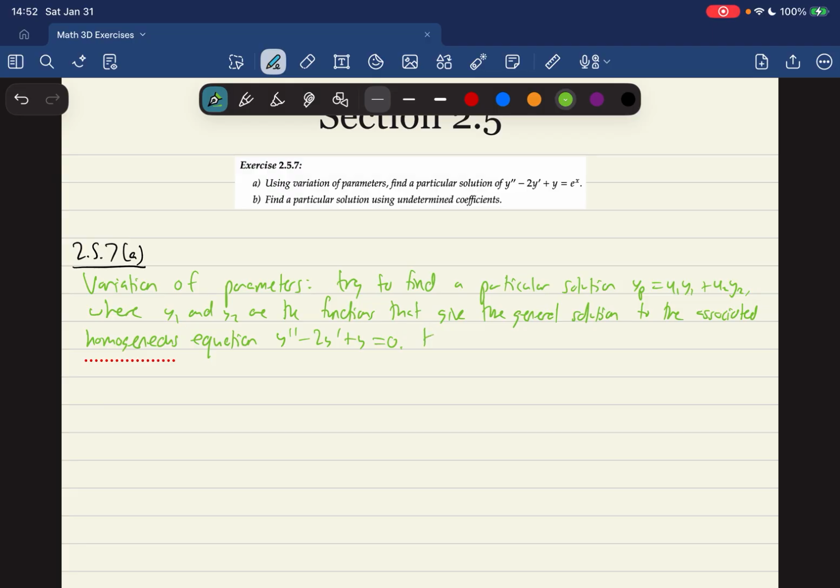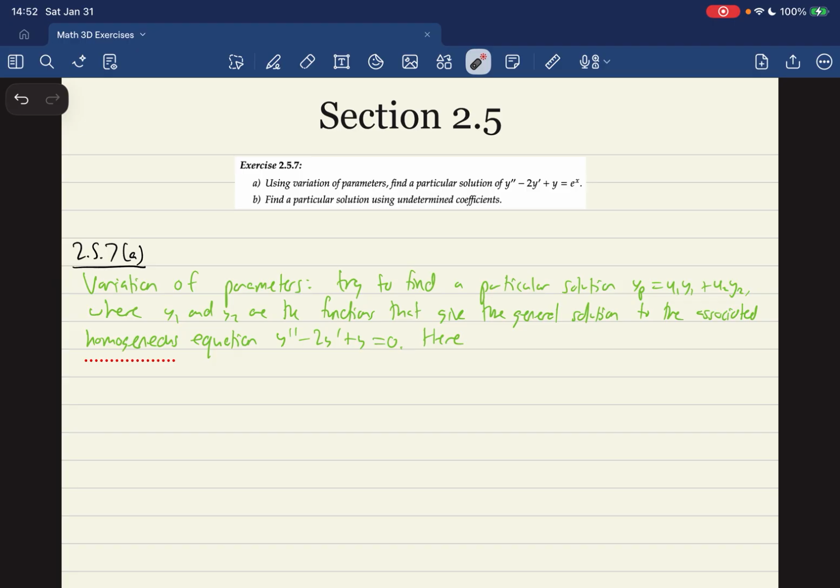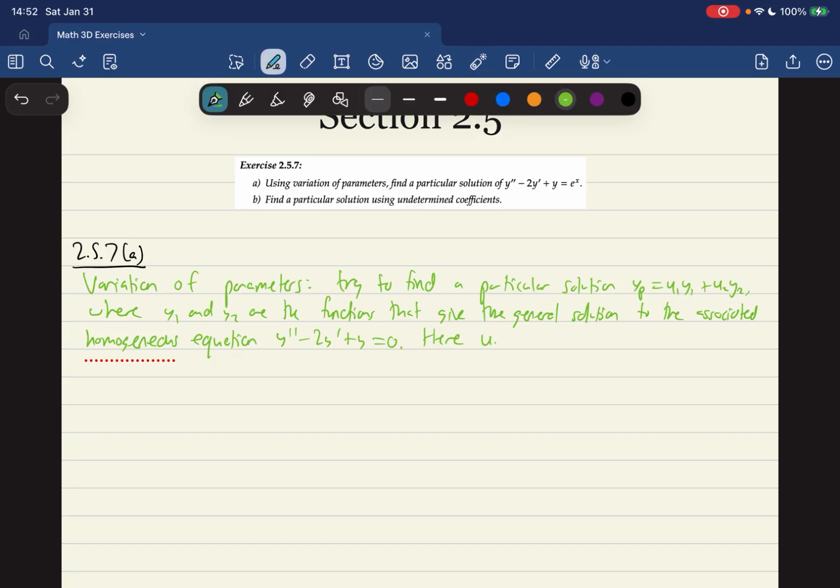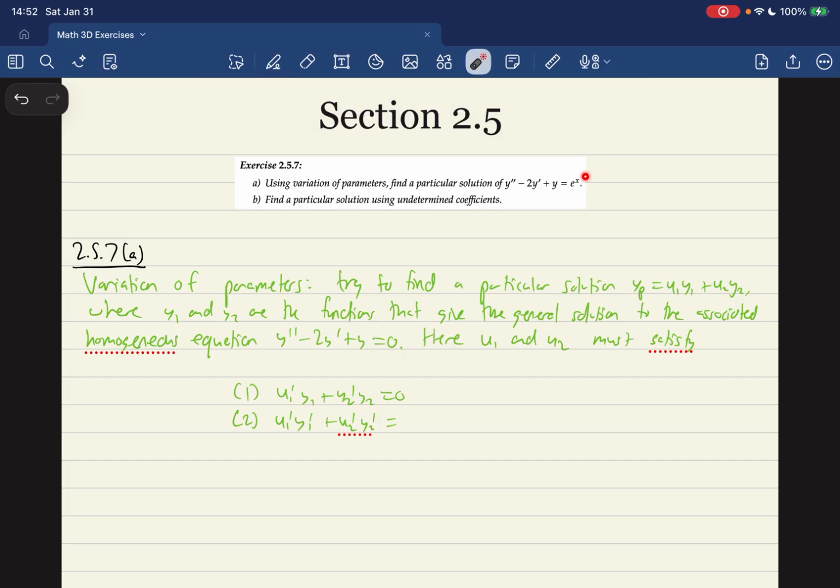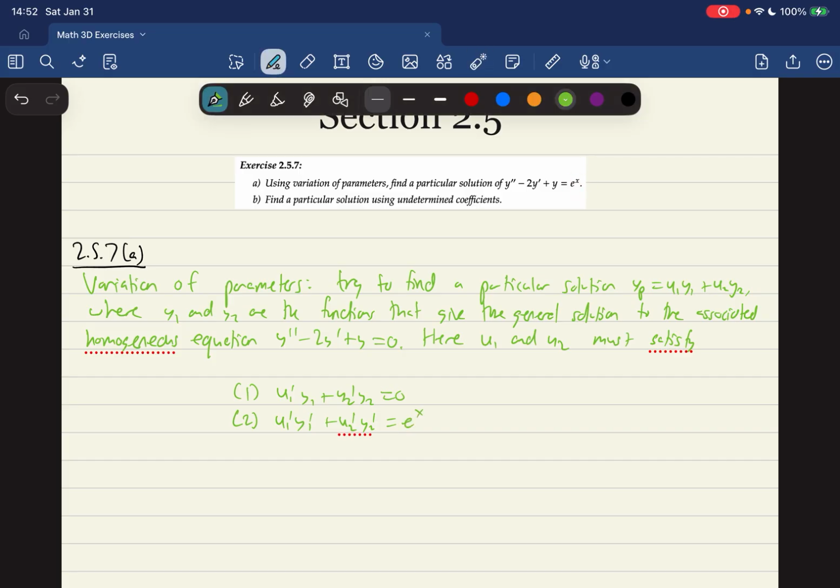And here, you might notice this u1 and this u2. We choose them to satisfy these two constraints. So we want them to satisfy one, which is that u1 prime y1 plus u2 prime y2 equals 0. And a second condition, which is that u1 prime y1 prime plus u2 prime y2 prime equals whatever the right side of our original equation was, which in this case was e to the x.